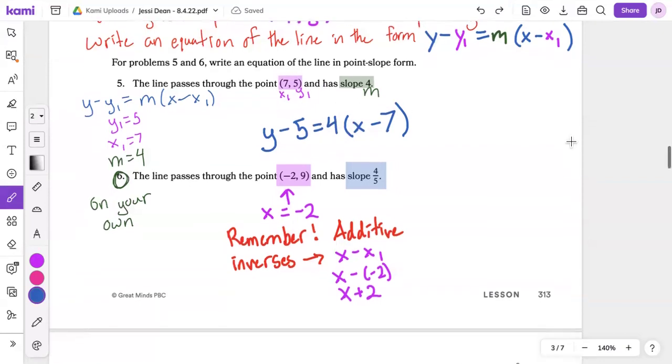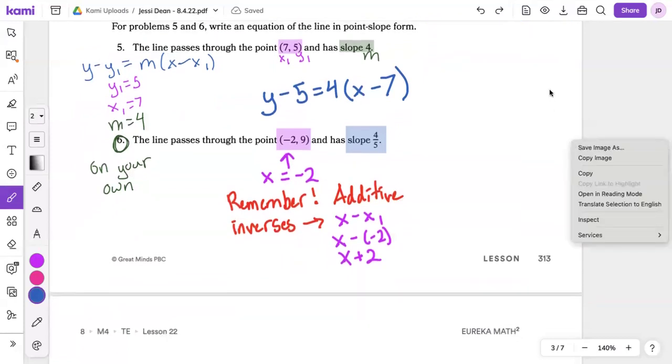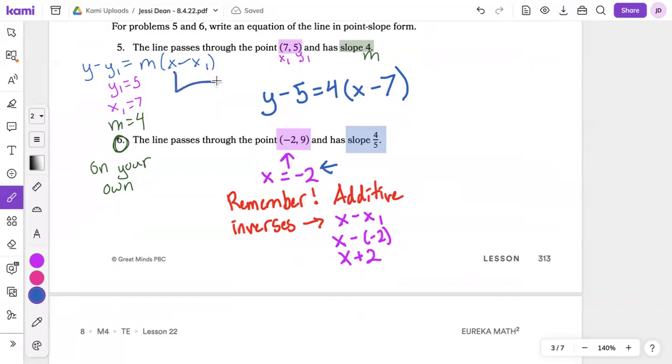You are going to do number 6 on your own. I have pointed out something that might be a little bit tricky, so I want you to remember that if x1 equals -2, and in the original equation we subtract, that becomes x minus x1 is x minus -2, which becomes x plus 2. Keeping that in mind, y1 equals 9, m equals 4/5.